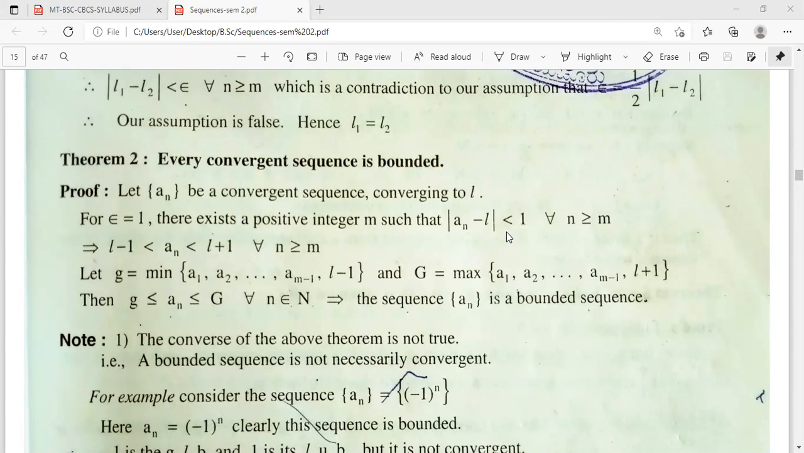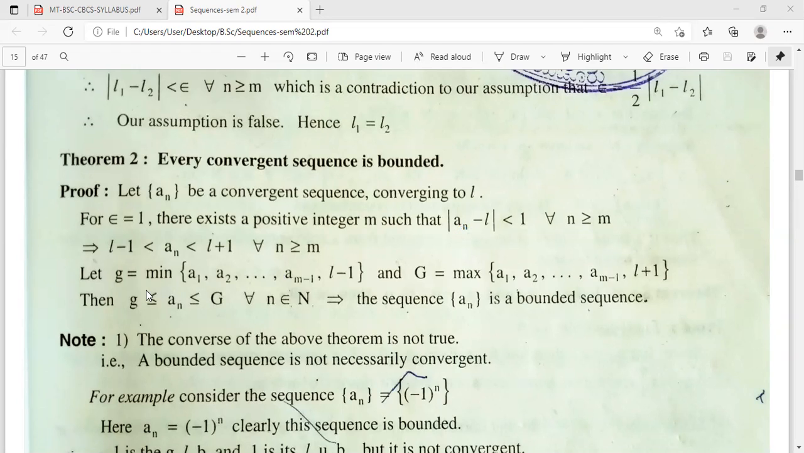Already you know, if modulus of x is less than y, you write minus y less than x less than y. The same way here, you can write minus 1 less than a_n minus L less than 1. Now the same you can write by adding L to all three components: L minus 1 less than a_n less than L plus 1 for every n greater than or equal to m. This is by using the definition, because modulus of x less than y means minus y less than x less than y.